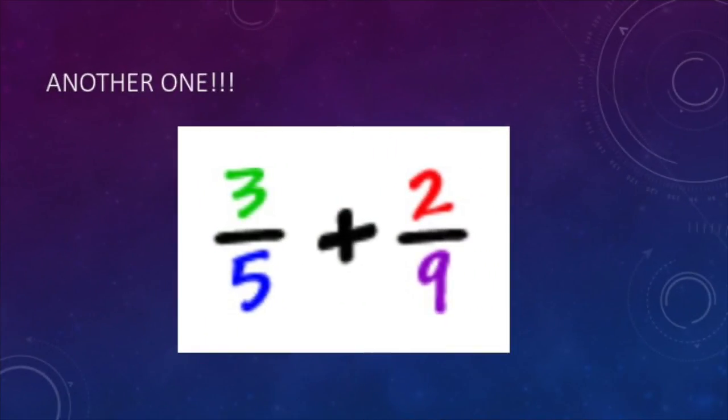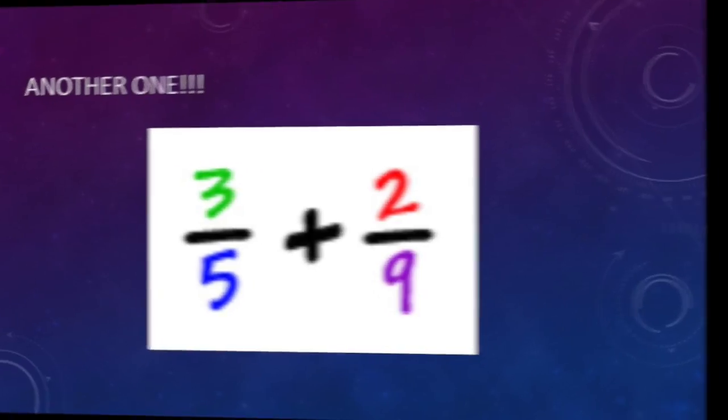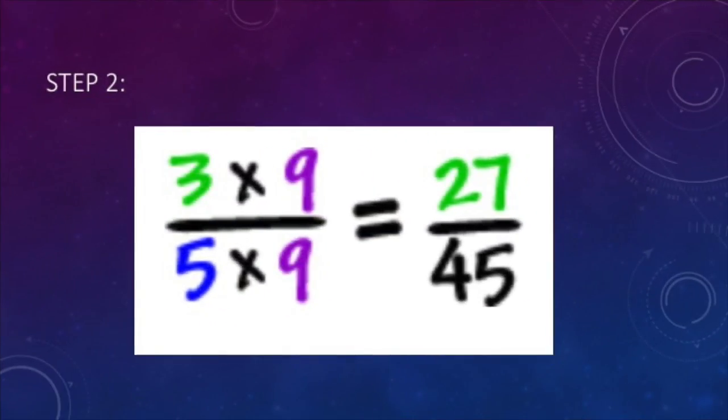Now let's try another one. The least common multiple of 5 and 9 is 45. So our least common denominator is 45. To get 45 as the denominator, you have to multiply 5 by 9. And what you do to the bottom of the fraction, you also have to do to the top of the fraction. So you multiply 3 by 9 on the top as well. This gives you 27 over 45.